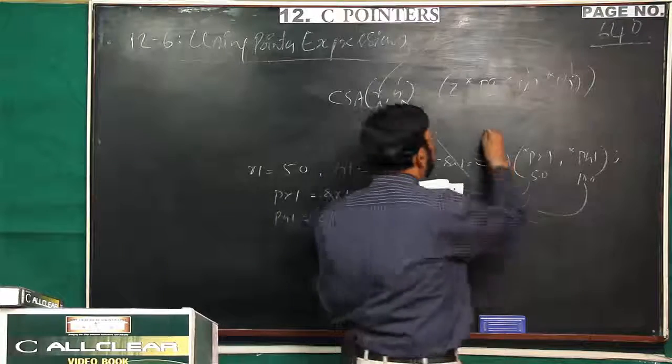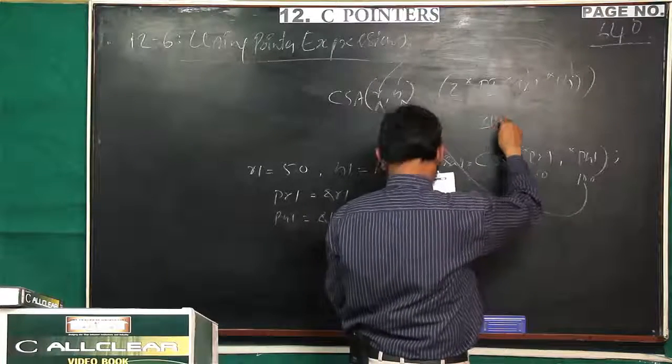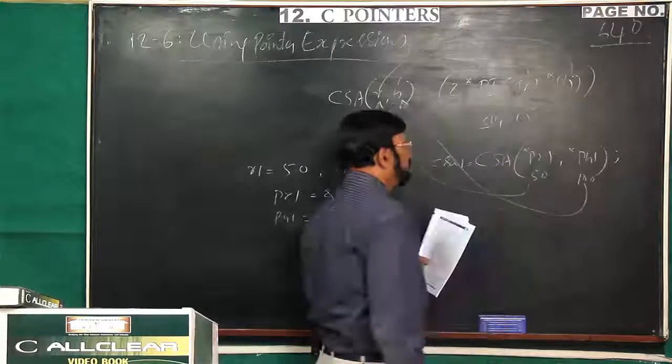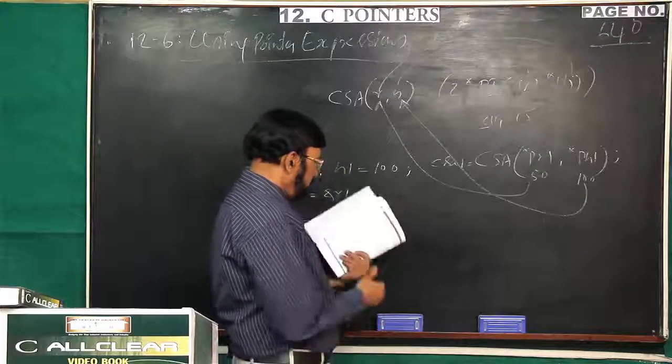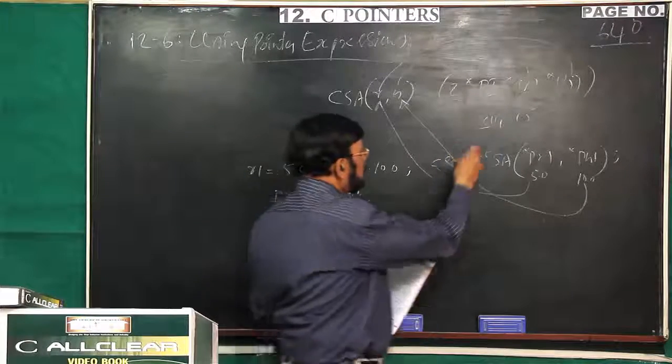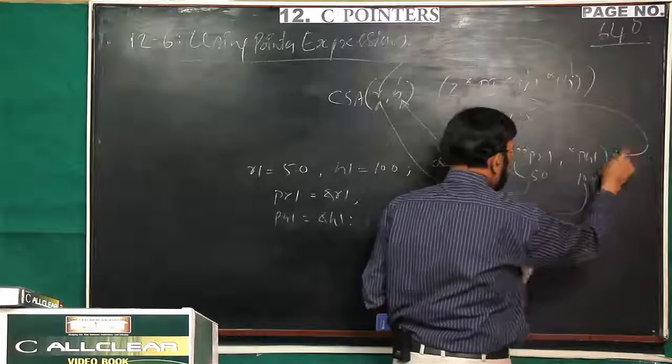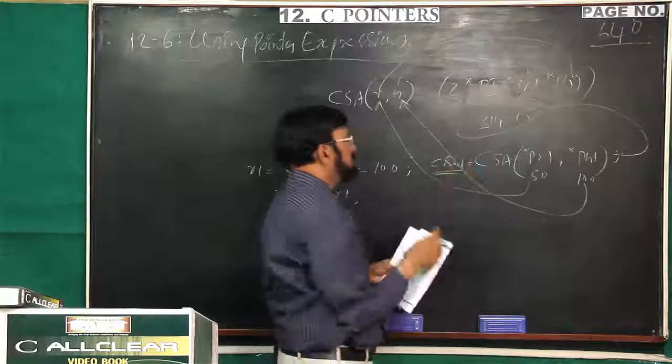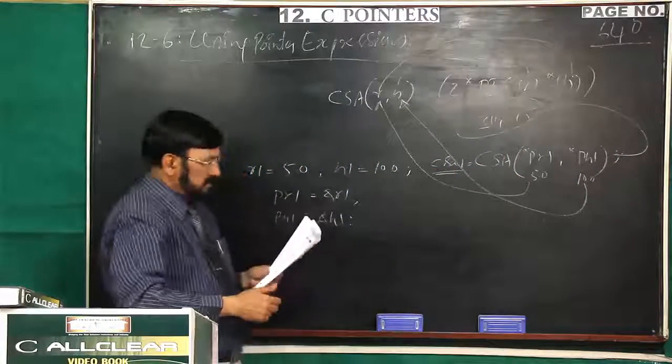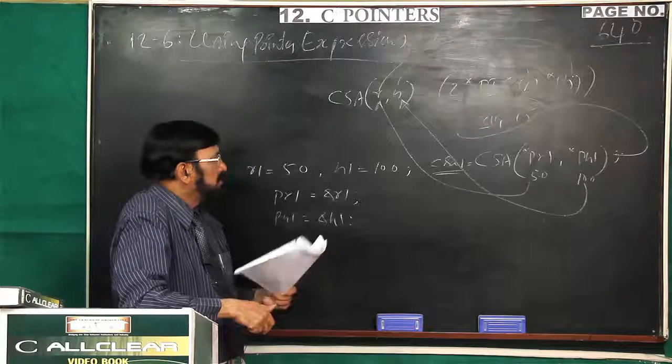It is evaluated to CSA, 314. See the output, 15. Then where does it go? The evaluated value goes here and it is stored in CSA1, and that is written.